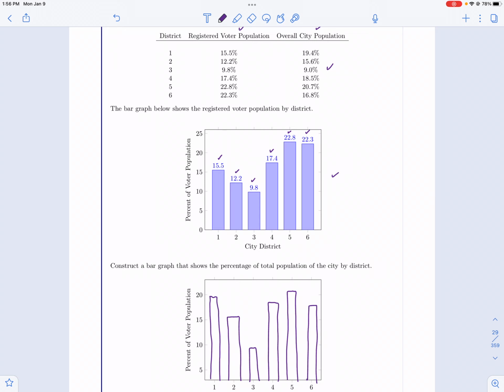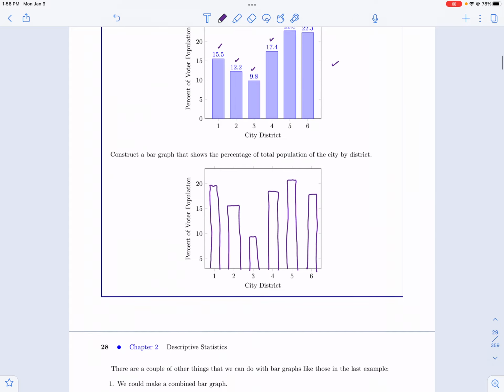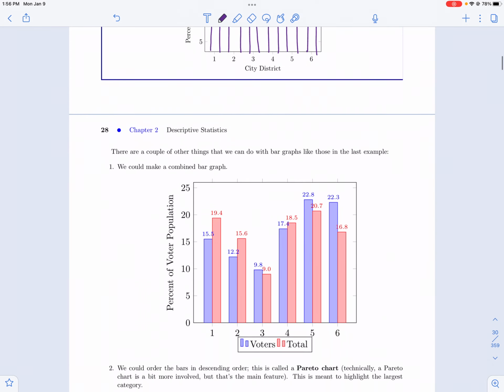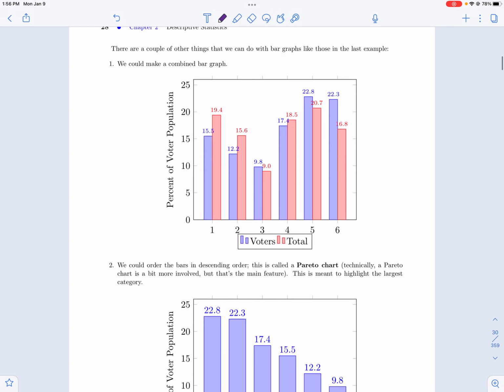All right, so that's our bar graph. Now, one of the nice things that you can do with bar graphs that you can't do with histograms is you can actually put them on the same chart. So notice what we've done is we've combined both the voters compared to the total population, so you can get an idea of how the percentage of voters compares to the total population. That's a neat way to compare those two graphs.